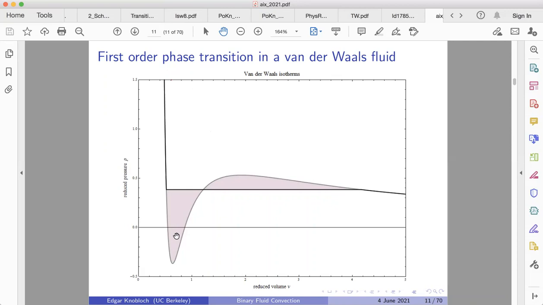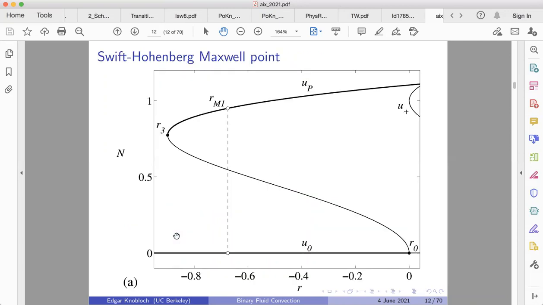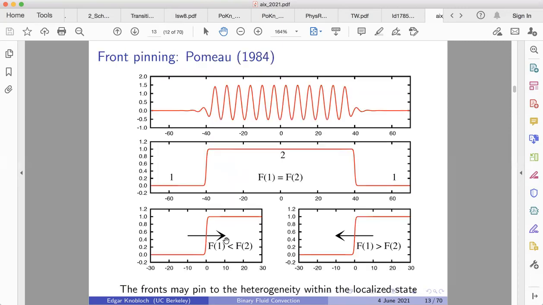So the Maxwell point plays an important role in first order phase transitions, and it also plays an important role in the present problem, because if I calculate that free energy F for the periodic state, I find that it becomes equal to the free energy of the trivial solution u equals 0 at some particular value of r inside that hysteresis loop that we talked about. And so that occurs over here. So why is that interesting?